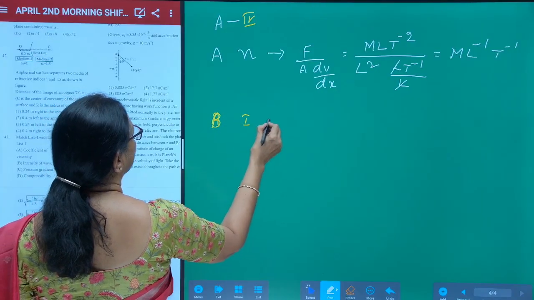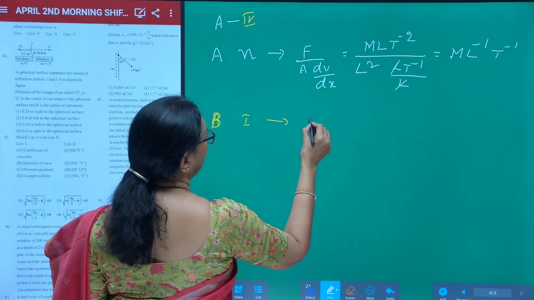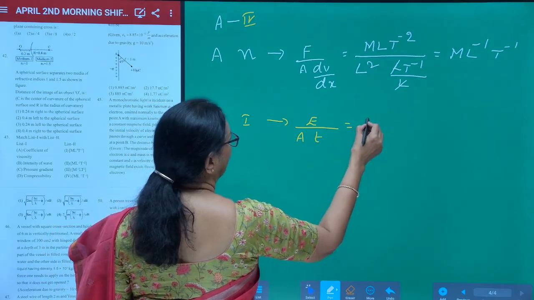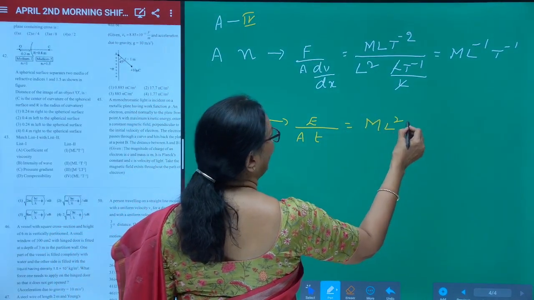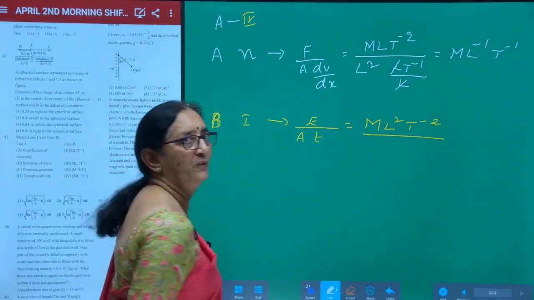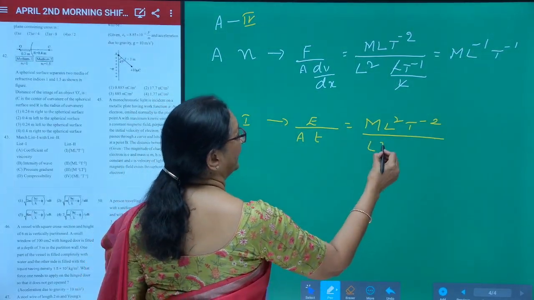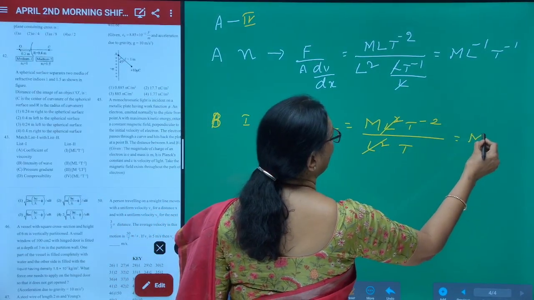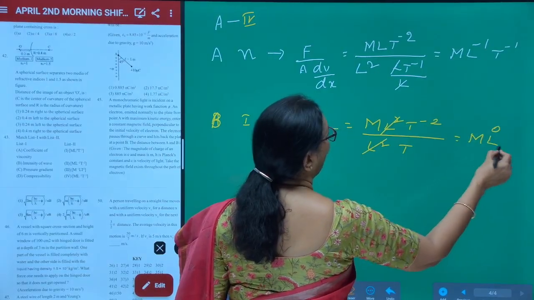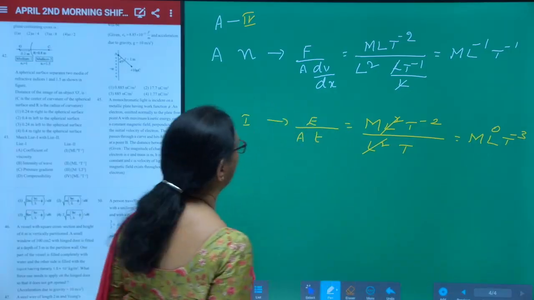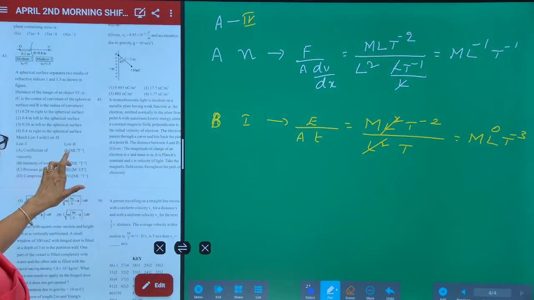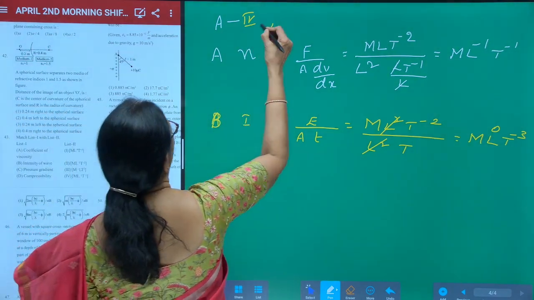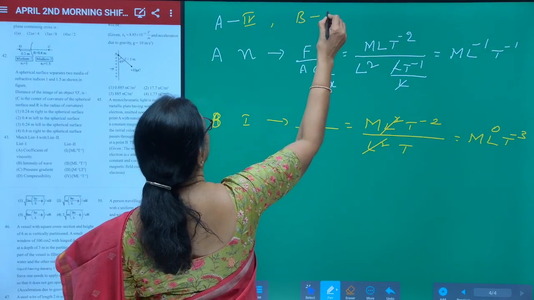And coming to the next one, the second quantity given is intensity of the wave. Intensity of the wave is energy per unit area per unit time. Energy is m L square T power minus 2. Area is L square, times T. So this and this get cancelled. It becomes m, there is no L term, L power 0 T power minus 3. If you look at option 3, this is m L power 0 T power minus 3. So for B, the first one.